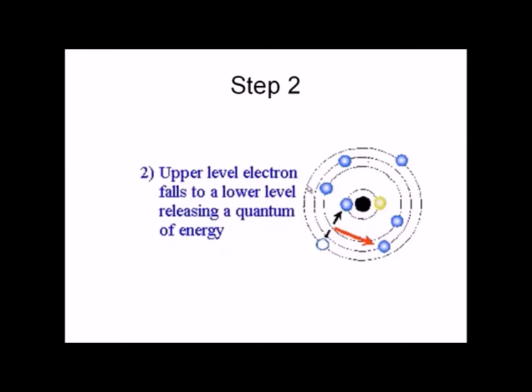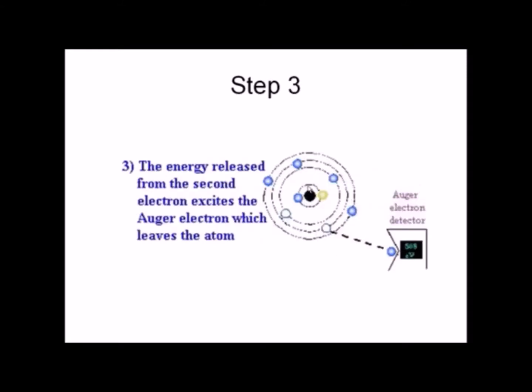In step 2, it begins when an upper level electron falls into the lower level by releasing a quantum of energy. In step 3 of Auger spectroscopy, the energy that is released from the second electron will excite the Auger electron that leaves the atom. Once the Auger electron leaves the atom, it is then run through the spectrometer and analyzed.